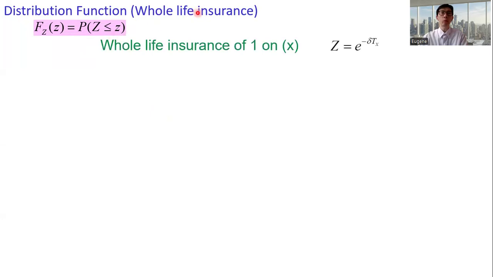For whole life insurance of 1 on an individual at age x, Z equals e to the power minus delta times Tx. A graph linking Z and Tx is given by this. The higher the value of Tx, the lower the value of Z. Z is a decreasing function in Tx.